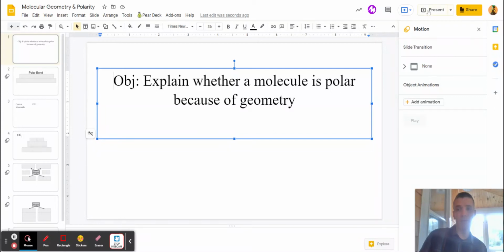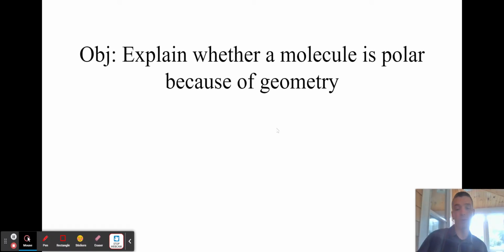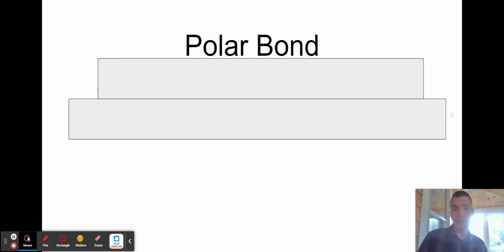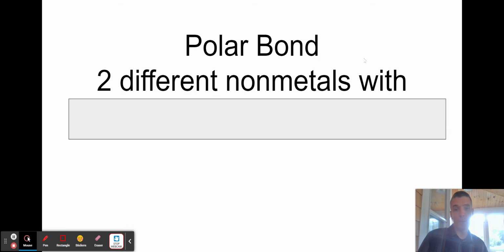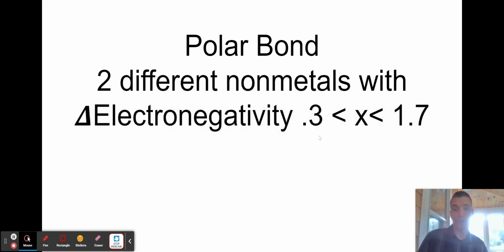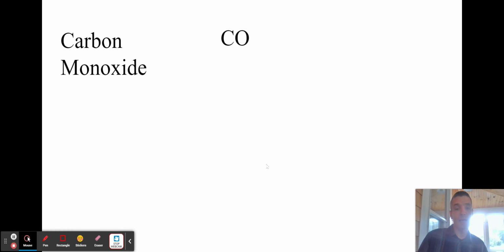Hey everybody, for the sake of this video, I want you to be able to look at a molecule and determine whether it's polar based upon its geometry, all right? A polar bond is typically between two different nonmetals, and they've got an electronegativity difference within this range, all right? Classic example is carbon monoxide.